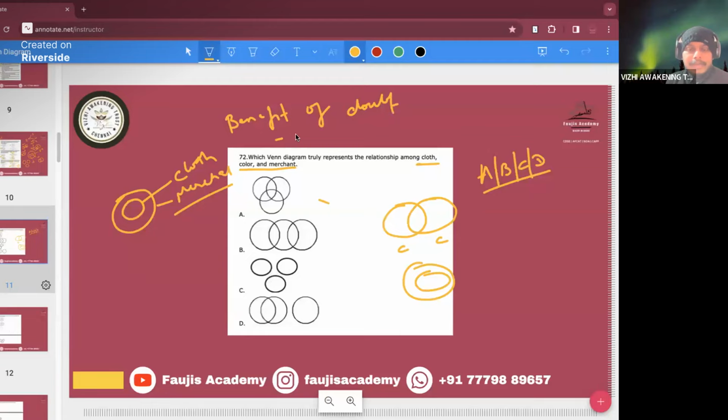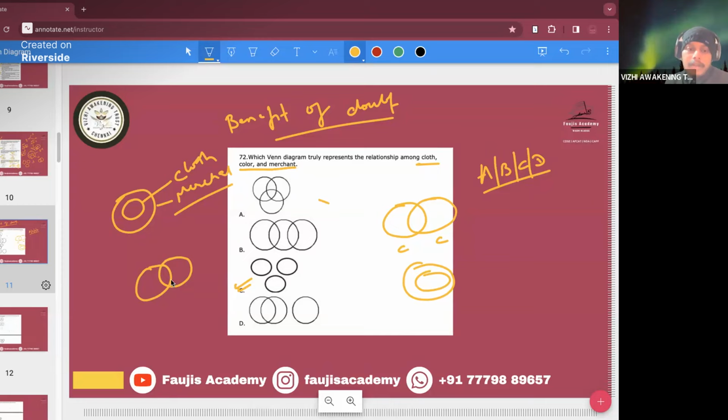So if you think that cloth, color, and merchant are not relatable by any chance, then you will go ahead and tick C. If you think that in some way the cloth will have some color, or some cloth will be completely colorless, that can also be the case. Until you dye the cloth, it will not have any color, right?